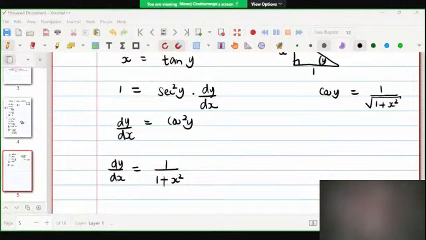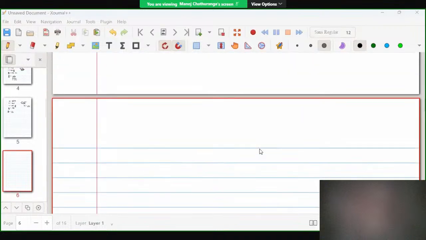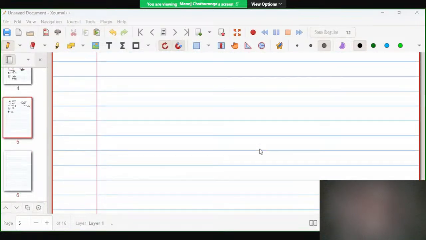Since we have another 45 minutes, I will teach you some other techniques to differentiate more and more complicated functions. I'll start with something called implicit differentiation. We already saw this while we were computing the derivative of inverse functions. Implicit differentiation is a technique to differentiate equations, I would say. Implicit differentiation.